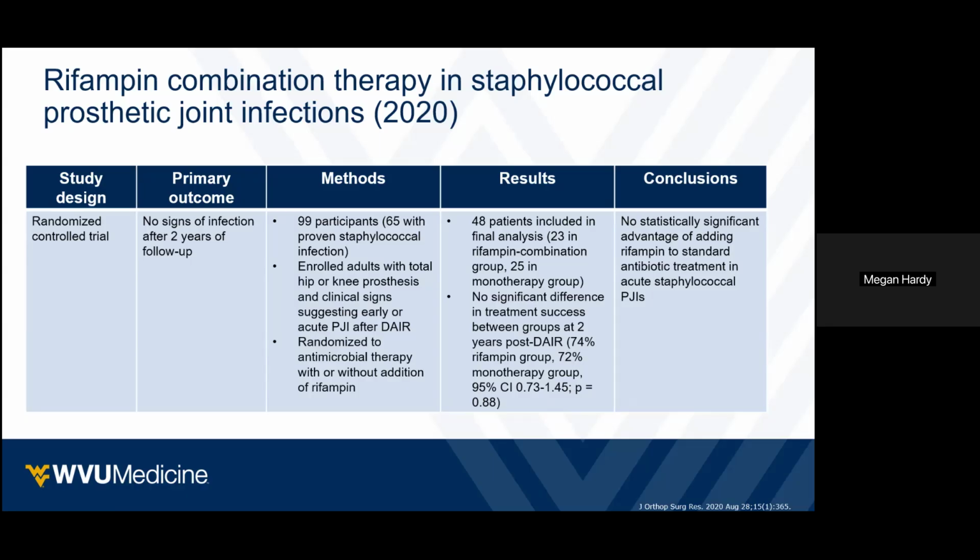The results demonstrated that 48 patients made it to the final analysis, with 23 in the rifampin combination group and 25 in the monotherapy group, and there was no significant difference in treatment success between the two groups at 2 years post-DAIR: 74% in the rifampin group and 72% in the monotherapy group. This study concluded that there was no statistically significant advantage of adding rifampin to standard antibiotic treatment for acute staphylococcal PJIs. It is important to note that recruitment was slower than anticipated, so the study did stop before meeting the estimated sample size.